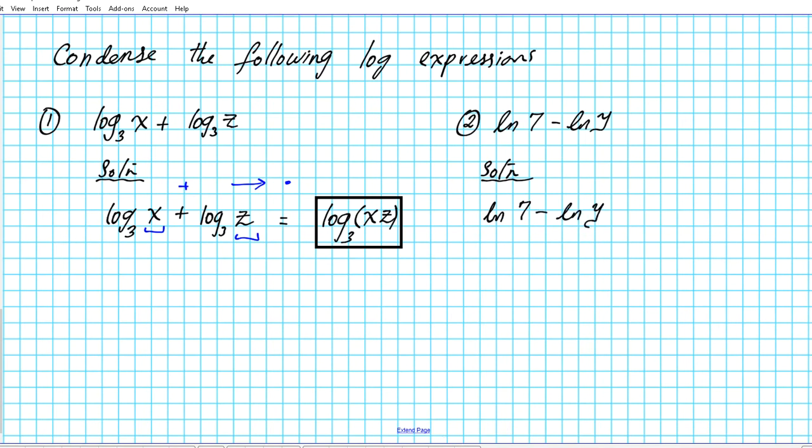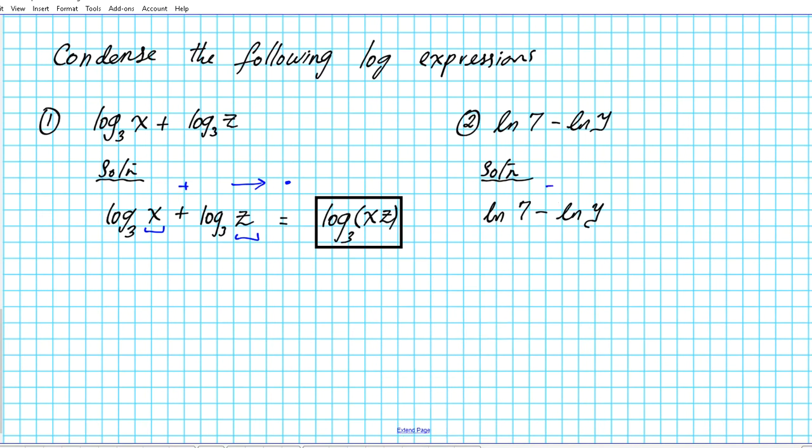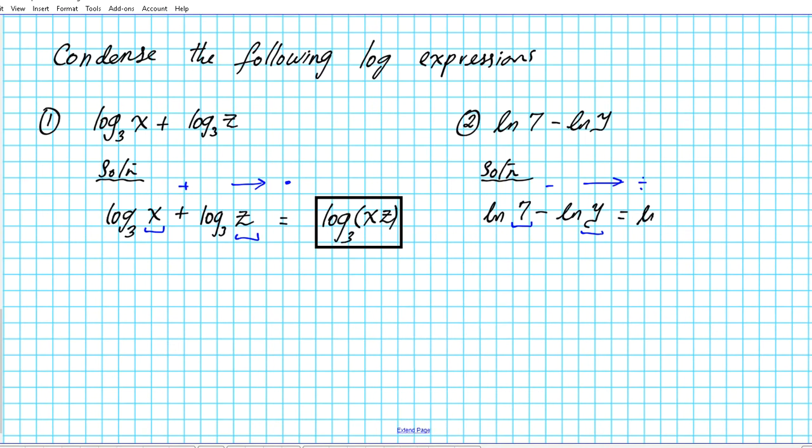We're going to be using the quotient property here. The difference of two logarithms is equivalent to taking the logarithm of the quotient of the logarithmic arguments. So 7 and y are the logarithmic arguments. We're going to express this natural logarithm in a condensed form, which will be the quotient of these two. The one that comes first is going to be the numerator, 7, and the one that comes second will be the denominator, y. So that will be the natural log of 7 divided by y.